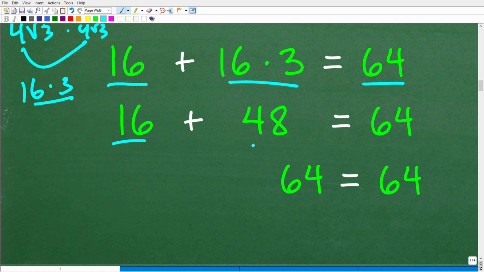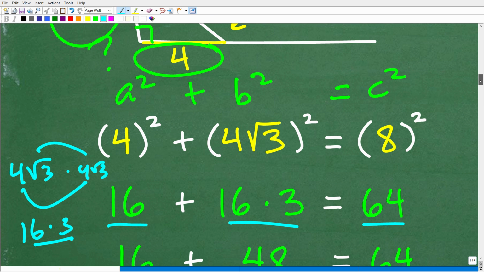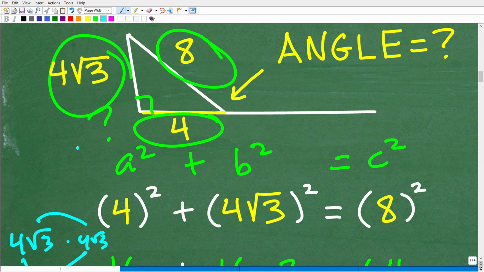So we have 16 plus 16 times 3, which is 48, and we end up with 64 being equal to 64. This can only happen if this angle right here is 90 degrees, or a right triangle. So I could say here is a right triangle.